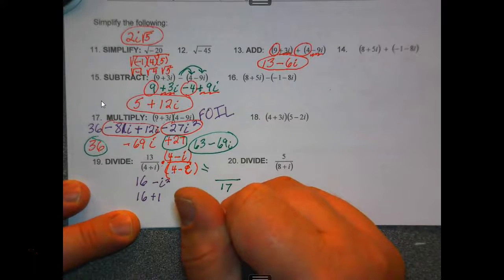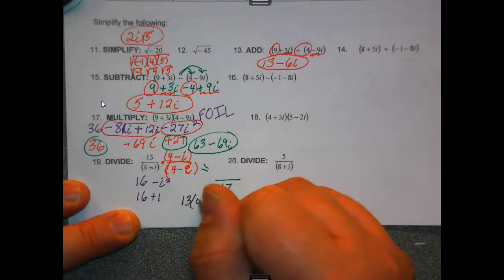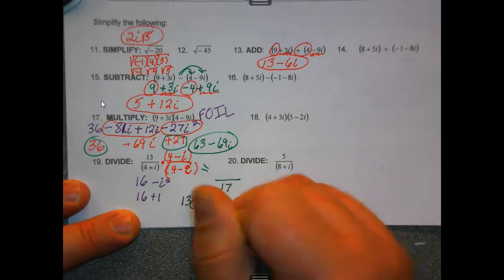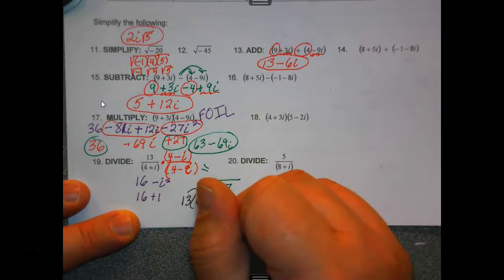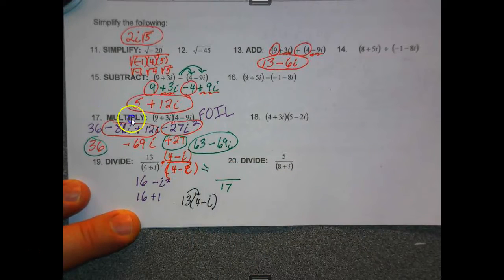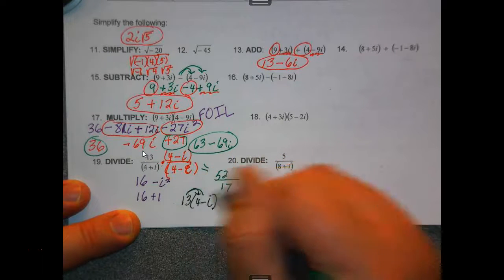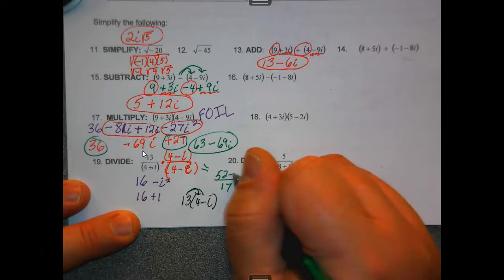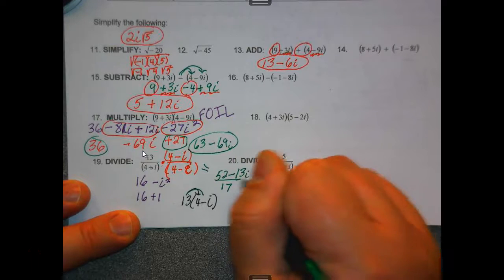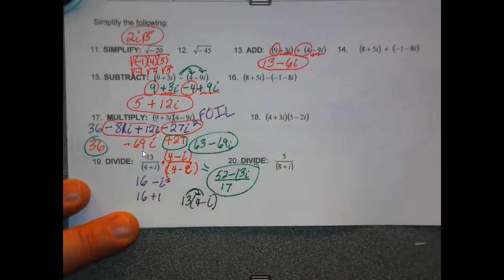Numerator, I have 13 times 4 minus i. 13 times 4 is 52, and then 13 times i gives minus 13i. Can't simplify that anymore. That's what I get.